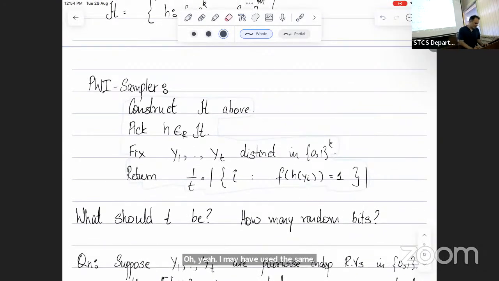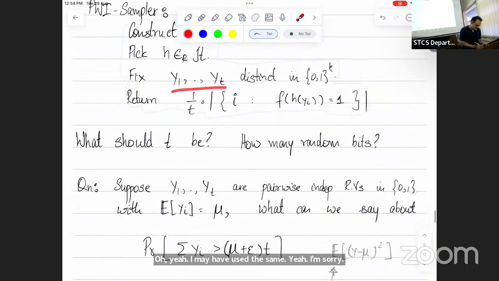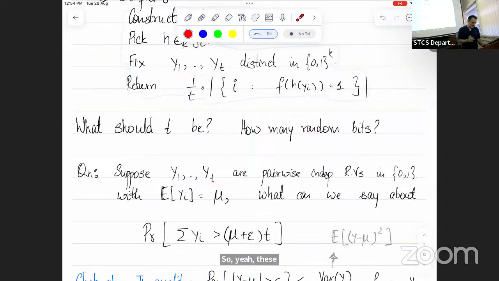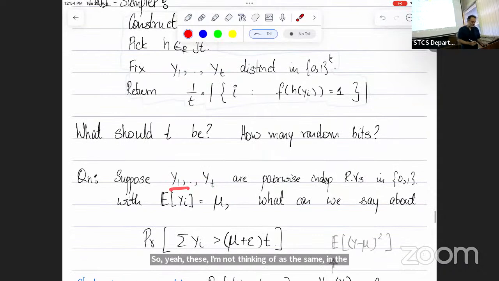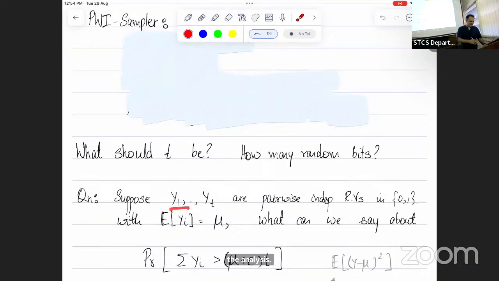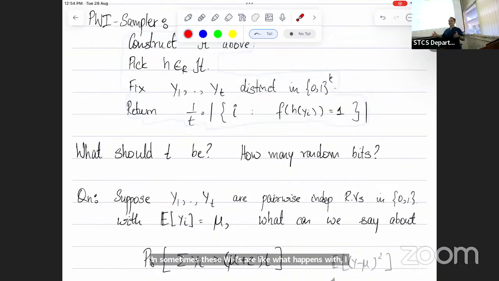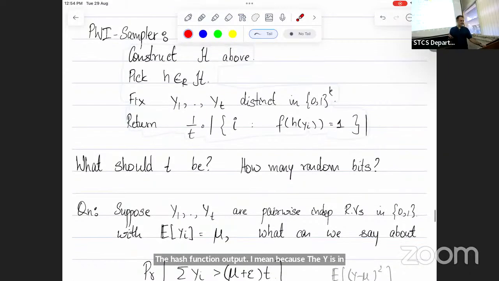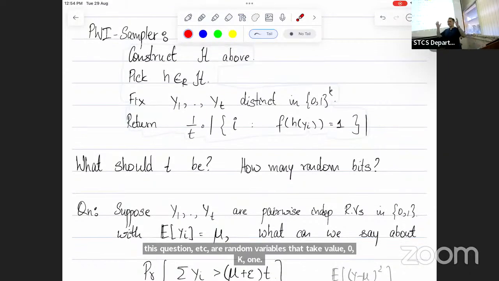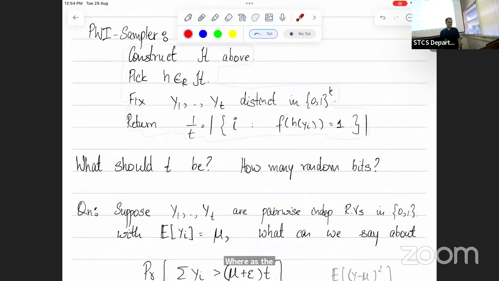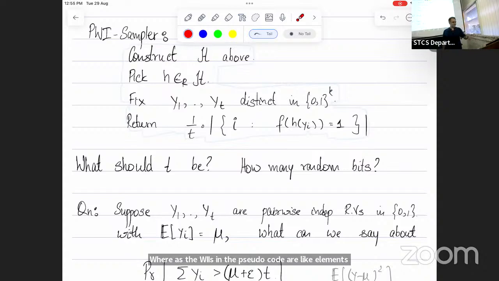Yeah, I'm sorry. So these Yi's I'm not thinking of as the same Yi's as in the analysis. In some sense, these Yi's are like what happens with respect to the hash function outputs. Because the Yi's in this question are random variables that take value 0, 1, whereas the Yi's in the pseudocode are like elements in {0,1}^k. So they're not quite the same. I ended up using the same symbol for both of them.